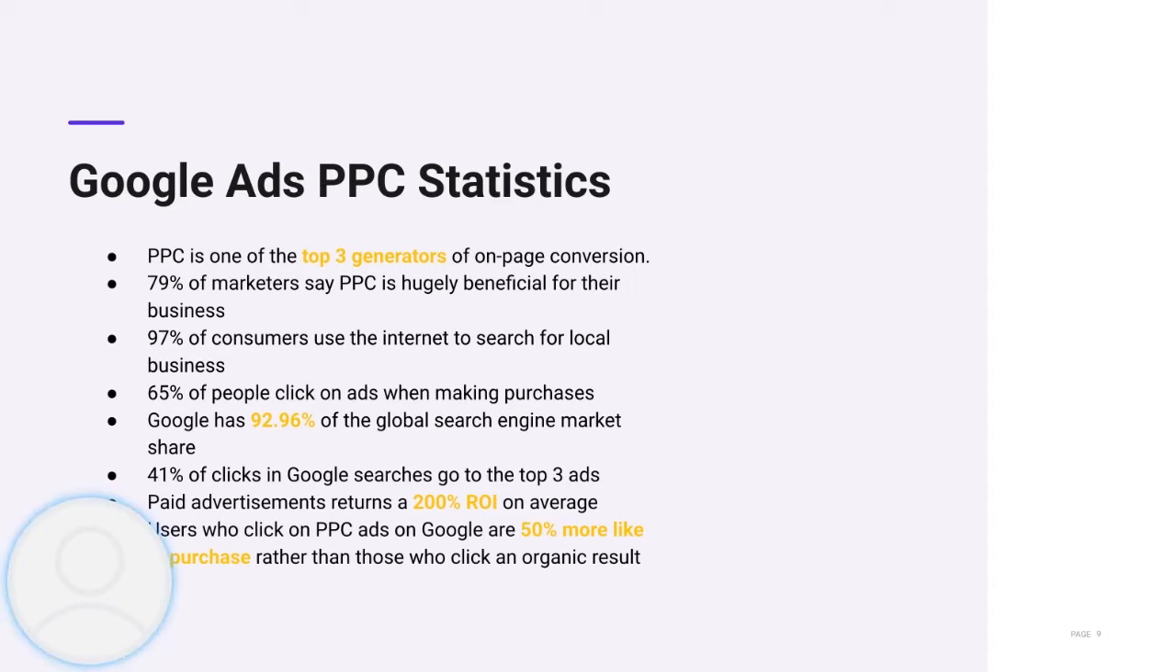Google has a 92.96% share of the global search engine market, and that's compared to Bing and Yahoo, who have a combined less than 4% market share, respectively.